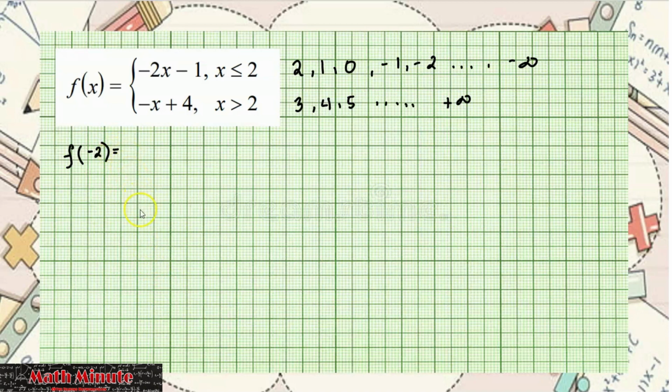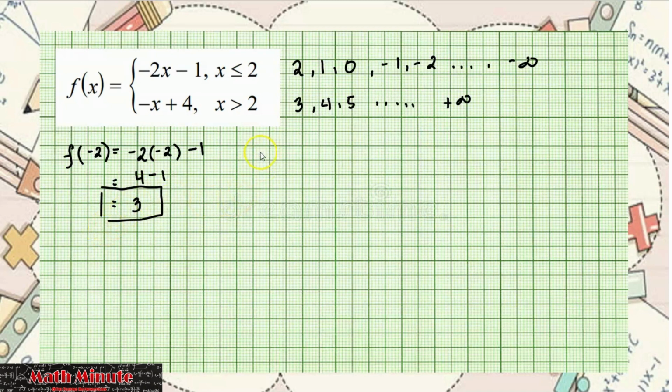Here, what you're going to do is substitute negative 2 into negative 2x minus 1. So this will be negative 2 multiplied by negative 2 minus 1. And that would be equal to positive 4 minus 1, and that would be equal to 3. So f of negative 2 is equal to positive 3.